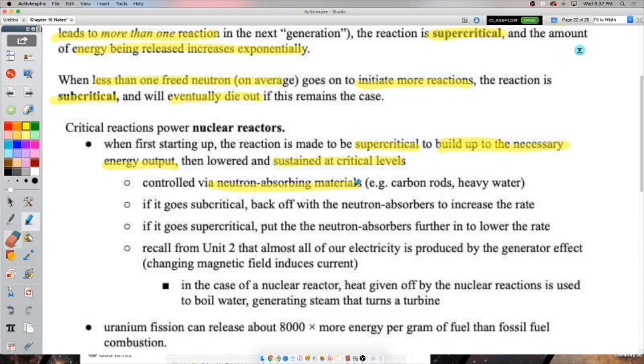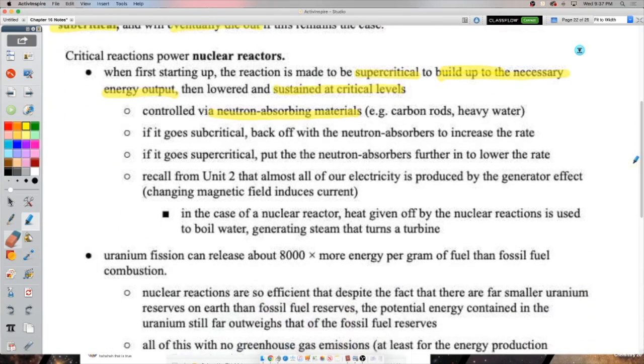Okay, that's the one that the Canadian nuclear reactor in Ontario uses. It uses heavy water as what they call a moderator. It's just something that allows you to control the rate of fission and let the chain reaction happen at the rate that you want it to. Okay, so essentially, if it goes subcritical, you back off with the neutron absorbers, and that increases the rate. So you get back to critical. If it starts to go supercritical, well, you just put the neutron absorbers further down into the reactor to absorb more neutrons, and therefore slow down the rate of the chain reactions, right?